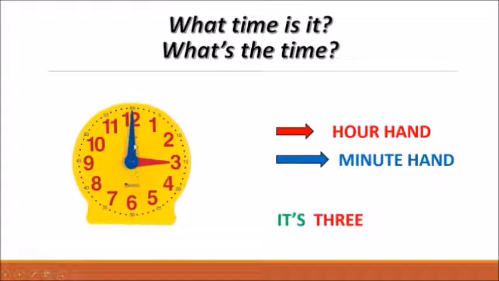12. Y la aguja de los minutos está apuntando al número 12. Y ya habíamos dicho que cuando apuntaba al número 12, significaba que eran las 3 en punto. ¿Y cómo decíamos en punto? Very good. It's 3 o'clock. Ok, well done. Bien, hagamos dos ejemplos más.